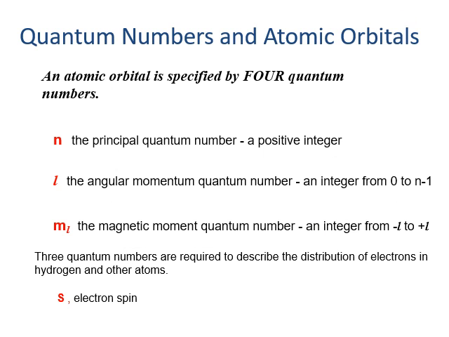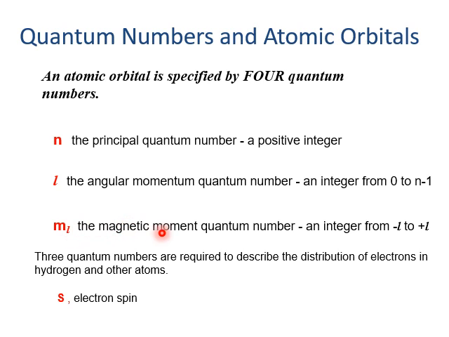Now we are going to learn about quantum numbers and atomic orbitals. An atomic orbital is specified by 4 quantum numbers, which are n, l, m, and s. n is the principal quantum number, a positive integer. l is the angular momentum quantum number, and it has an integer value from 0 to n minus 1.